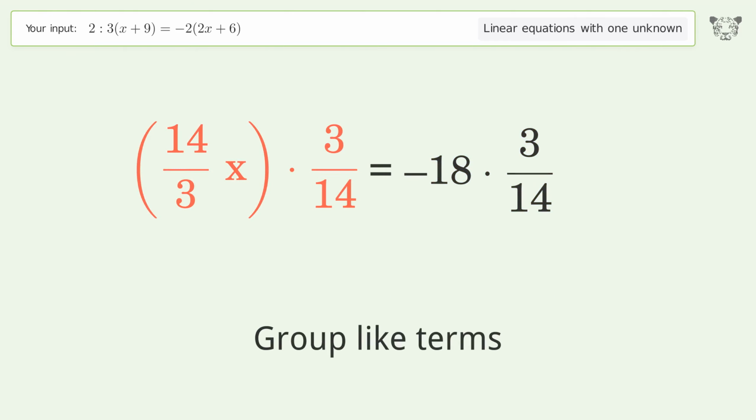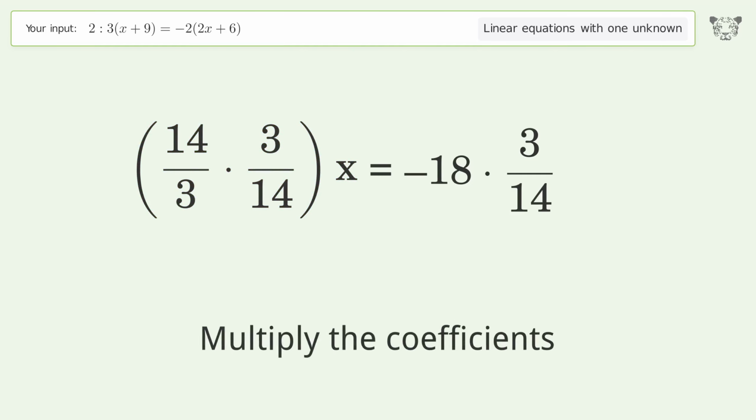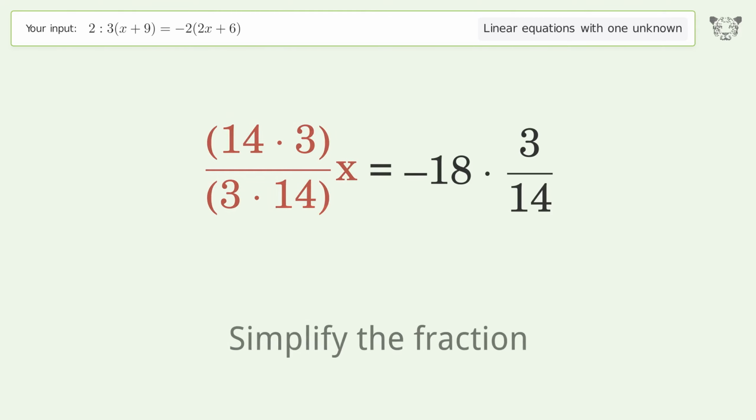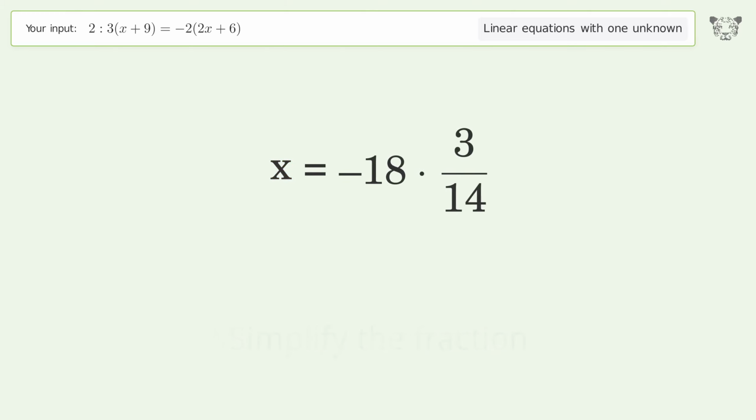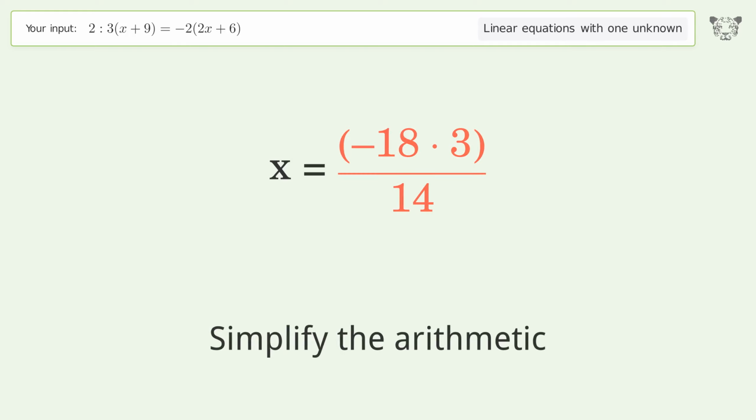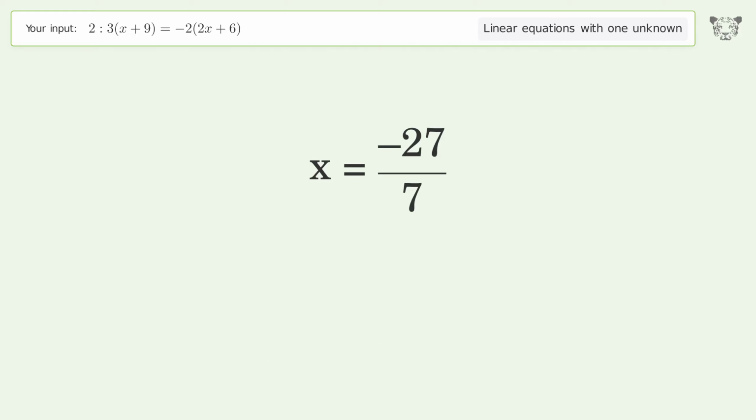Group like terms. Multiply the coefficients. Simplify the fraction. Multiply the fractions. Simplify the arithmetic. And so the final result is x equals -27/7.